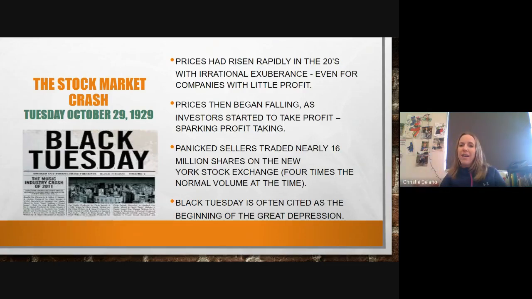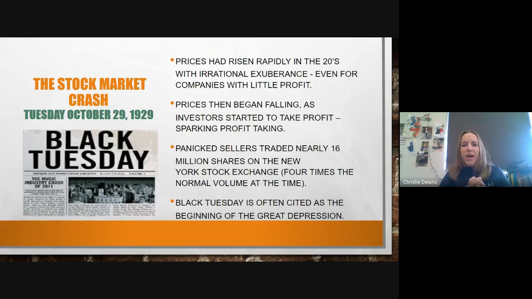The problem with that, once that stock price drops, you still owe the bank that money, and now you don't have any way to pay it. So prices start dropping, and the prices begin to fall. Investors started to take the profit, right? Kind of like if you've seen any of the movies related to the stock market. I can't think of the name off the top of my head, of course.